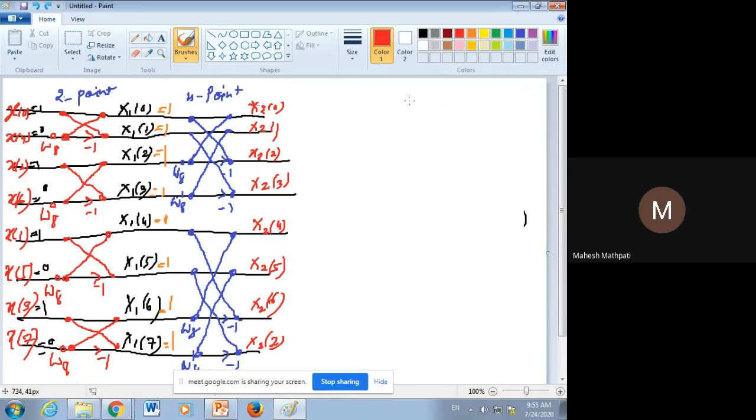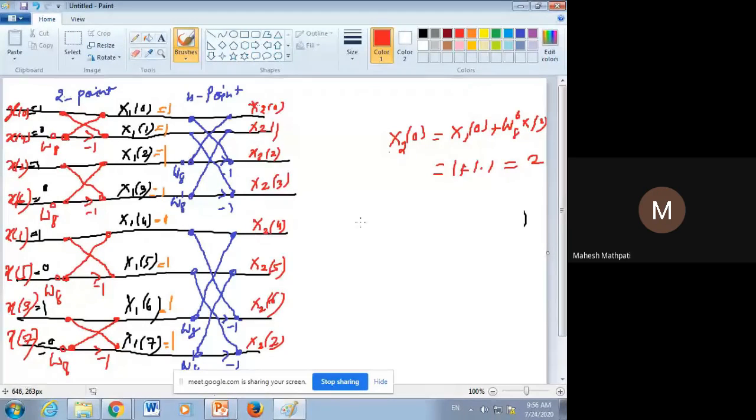I will do it here. यहाँ पे करेंगे इसको, we calculate x2 of 0 is equal to, so here you can write this way also, like x1 of 0 plus W8 0 into x1 of 2 is equal to, x1 of 0 is 1, plus W8 0 value is 1 into x1 of 2 value is 1, which will be equal to 2. Can you calculate like this? Yes, sir.